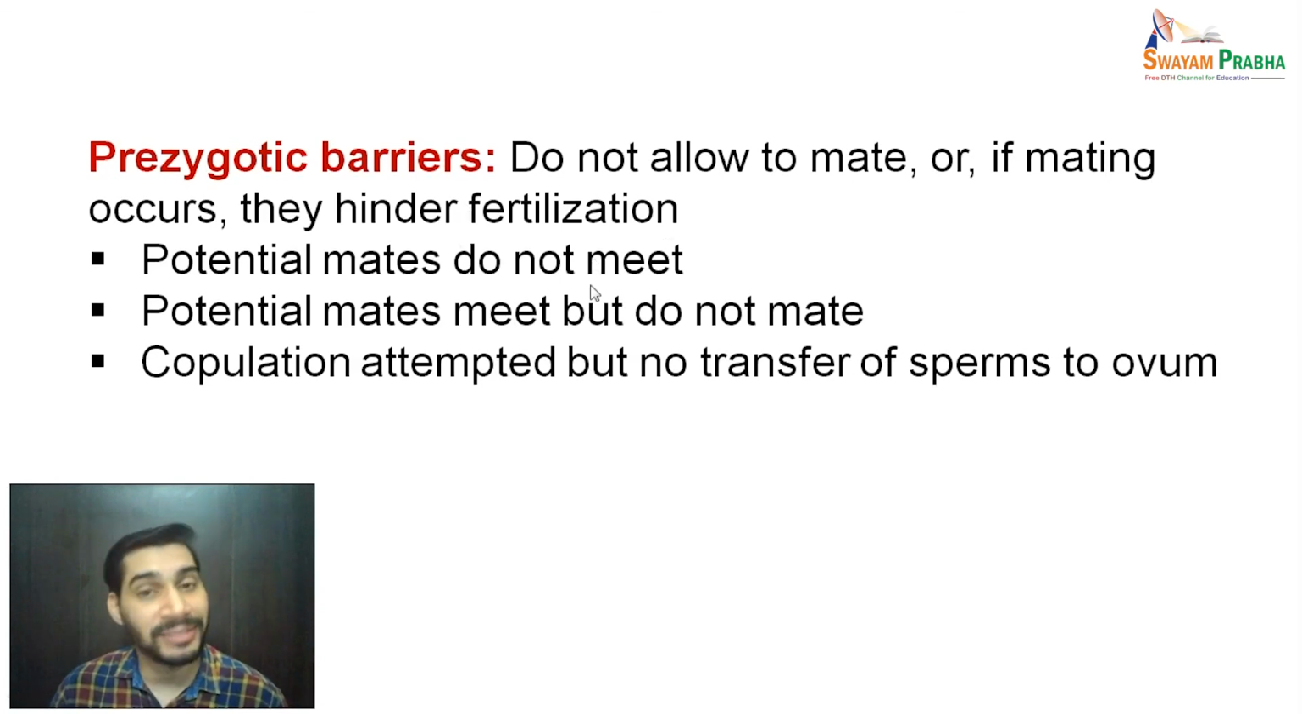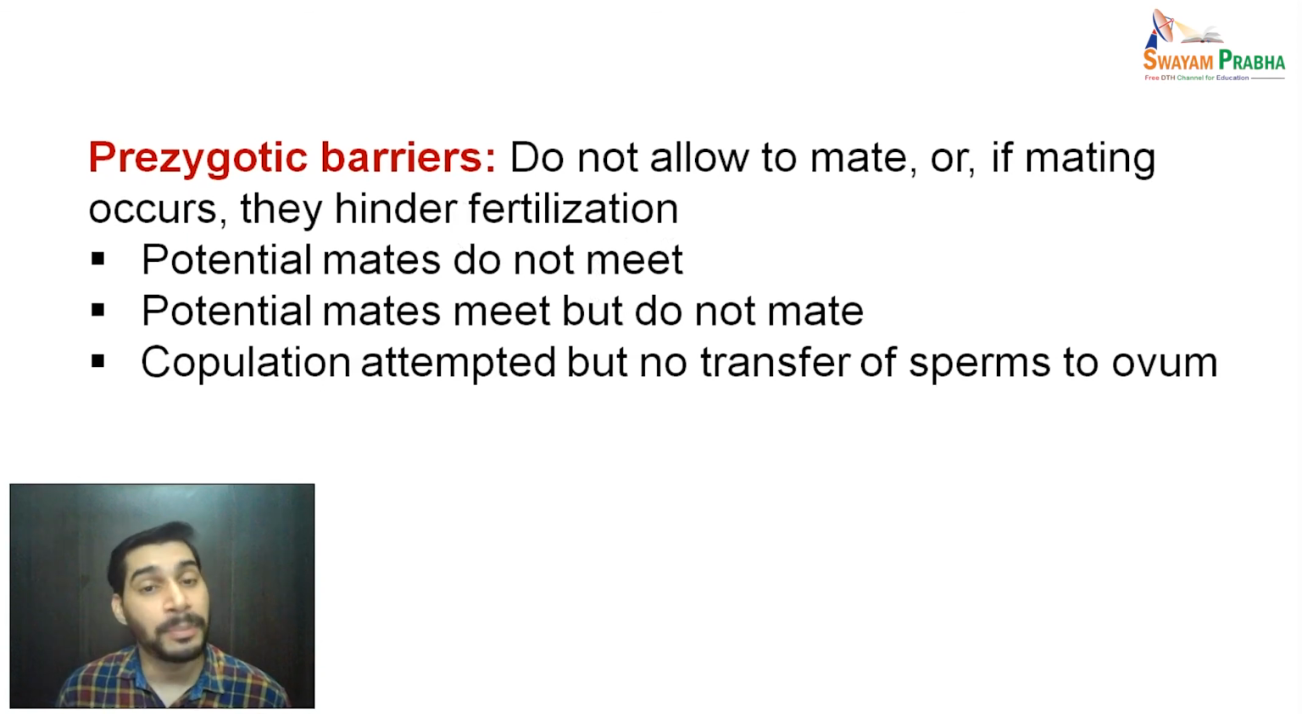There are three different subheadings within the pre-zygotic barriers that can take place. The first step is the potential mates do not meet at all with each other. So there is an issue with meeting of the potential mates. And if they are not able to meet with each other, obviously no further process can take place.